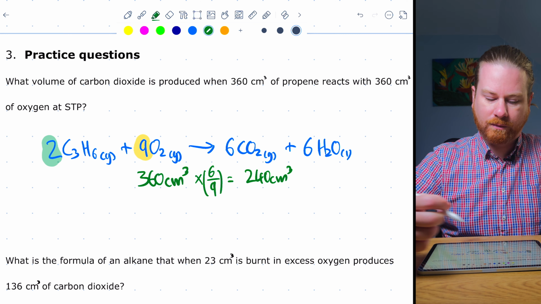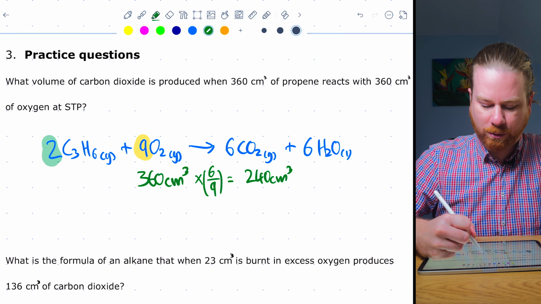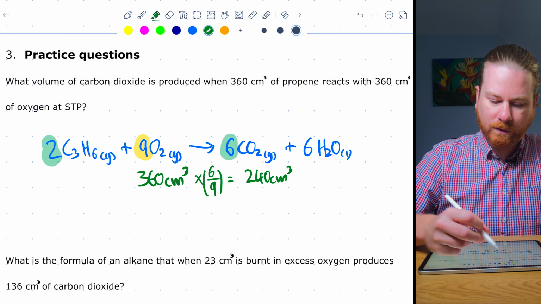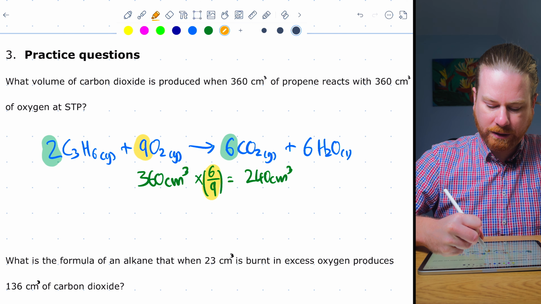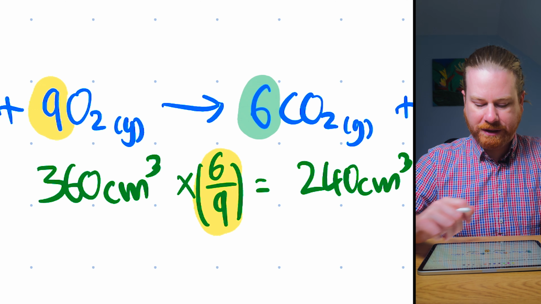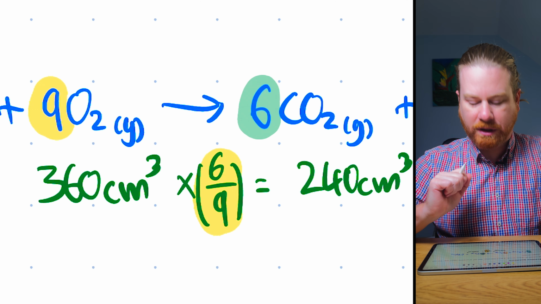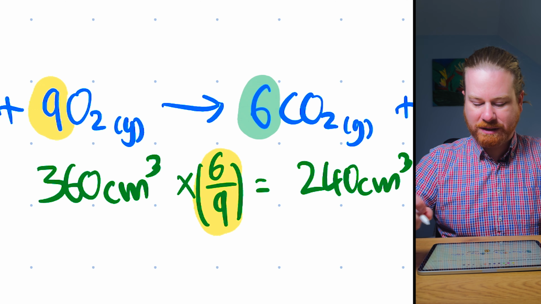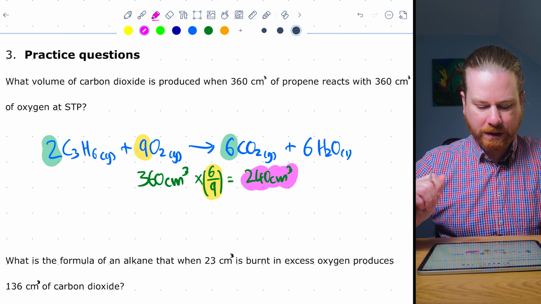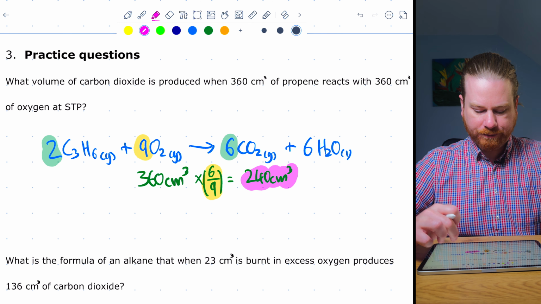Now we look at the number of moles of carbon dioxide produced, and we are using this conversion factor here. So 360 times 9 divided by 6 is then going to give us our volume of carbon dioxide produced. There we go, nice and easy, nothing too tricky there, I hope.